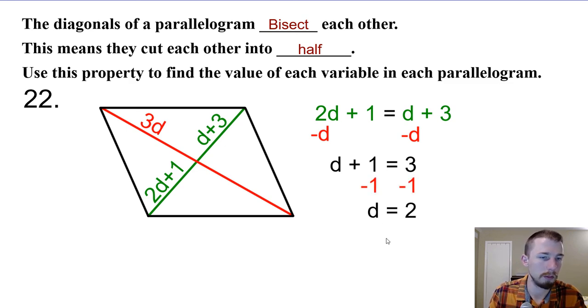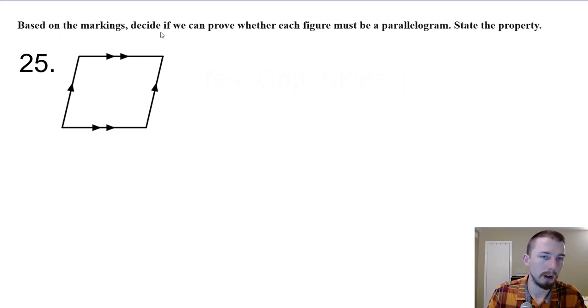So not too bad. Based on the markings, decide if we can prove whether each figure must be a parallelogram, then state the property. So we have 4 properties, or I suppose 5 you could technically say, for parallelograms, right? The opposite sides are parallel, the opposite sides are congruent, the diagonals bisect each other, the opposite angles are congruent, and the consecutive angles are supplementary. So those are all 5 of our properties. Which one of those 5 properties is being shown in the diagram?